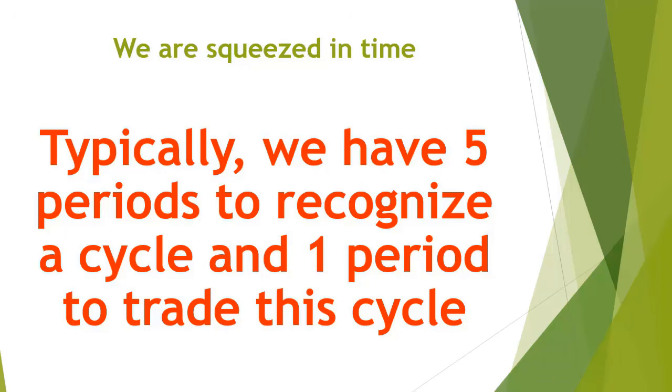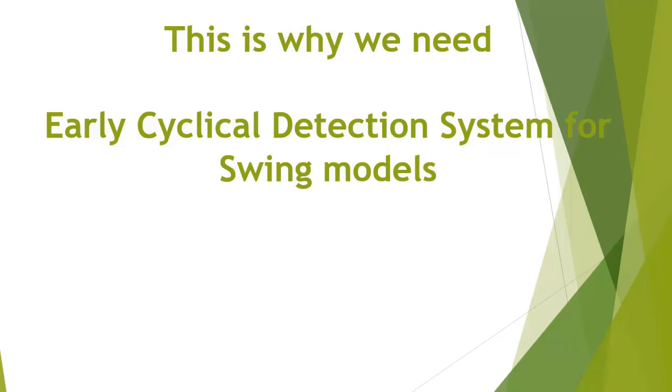You see, we are very squeezed in time. We need 5 periods to recognize the presence of some cycle and 1 period to trade this cycle. This is why we need to apply an early cyclical detection system for swing models. And now I will show you another example where the early cyclical detection system will not help.